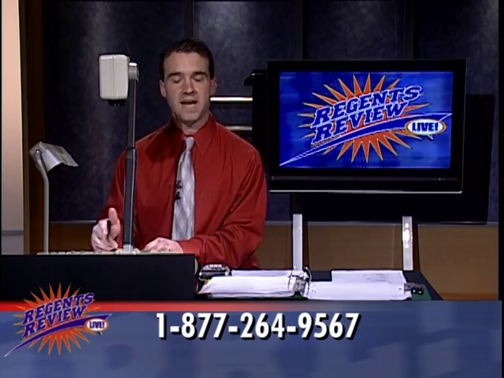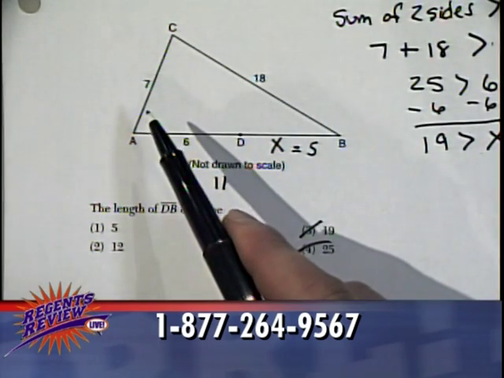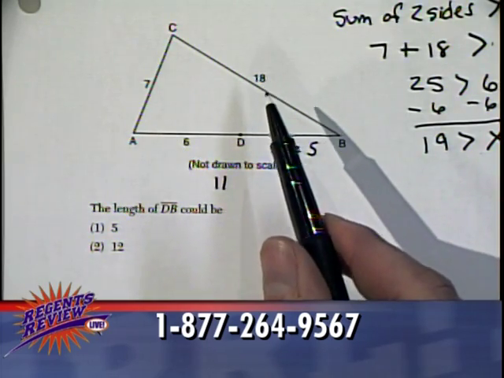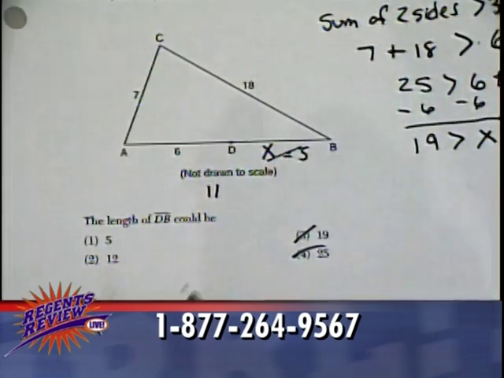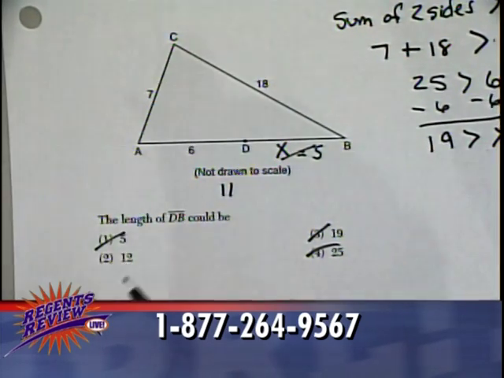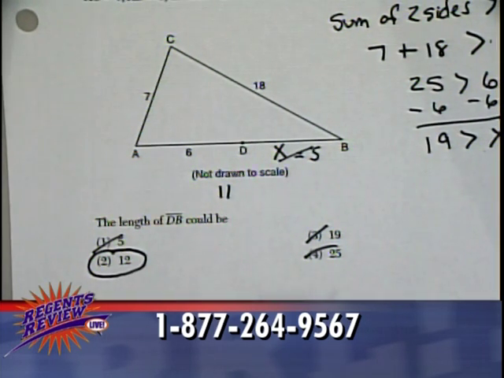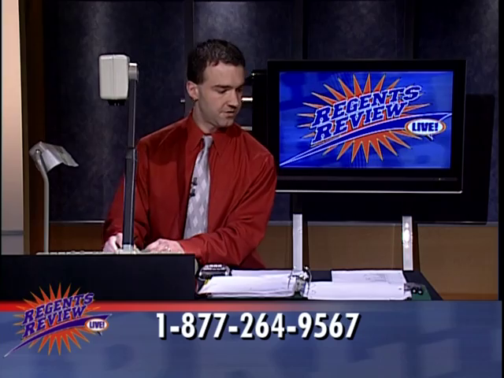So if you take a look back, 11 plus 7 gives me 18. That's not greater than the third side of 18. That's equal to 18, so I can't have 5. So 5 is out of the question. It's got to apply to every side. So 12 is my remaining answer here. Okay, 12. Looks good for the triangles.